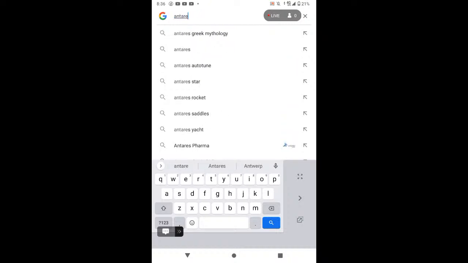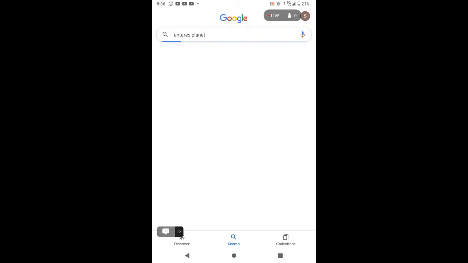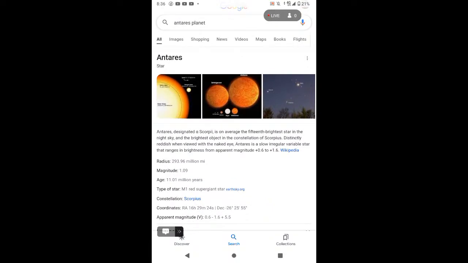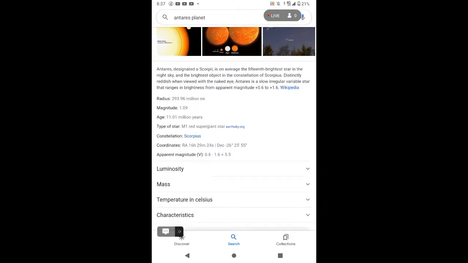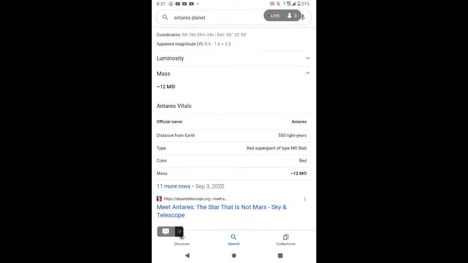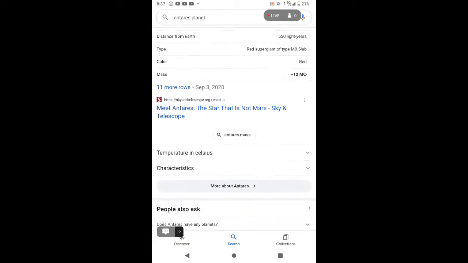And Aries. And Aries planet is designated Scorpio in the sun. Average the 15th brightest star in the night sky. It's bigger than Betelgeuse. M1 red supergiant, right? It's the mass 12,555 light years, meaning 55 years. Yeah, that's right.